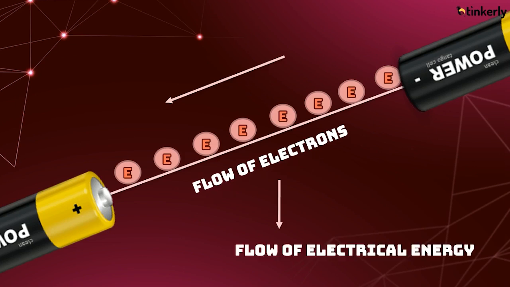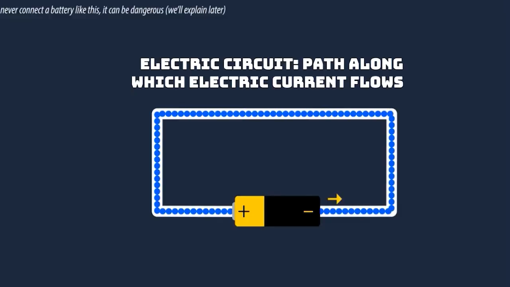Okay, so this is not exactly the flow of electrons, it's the flow of electrical energy. An electron transfers its energy to the next electron, and that electron transfers its energy to the next electron. Whenever we talk about the flow of electrons, we are talking about the flow of electrical energy, right? So what is a circuit?